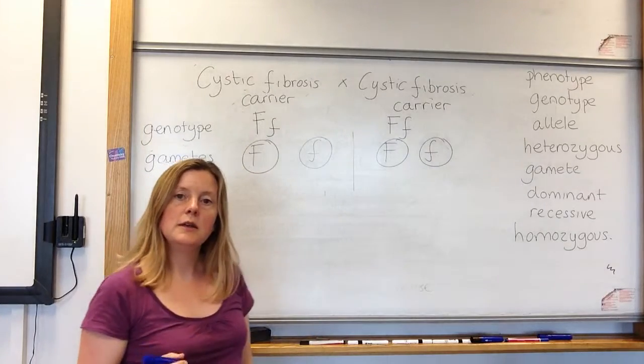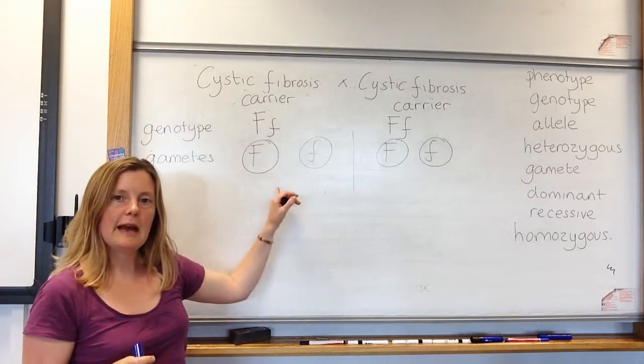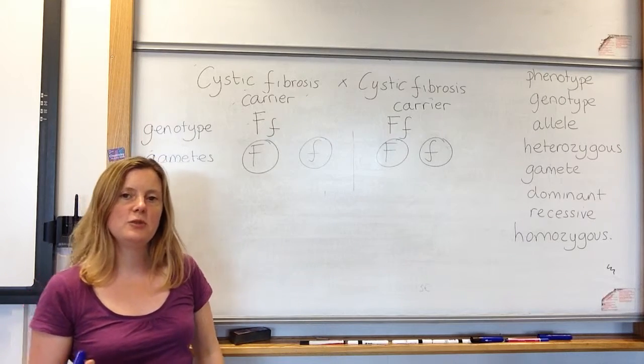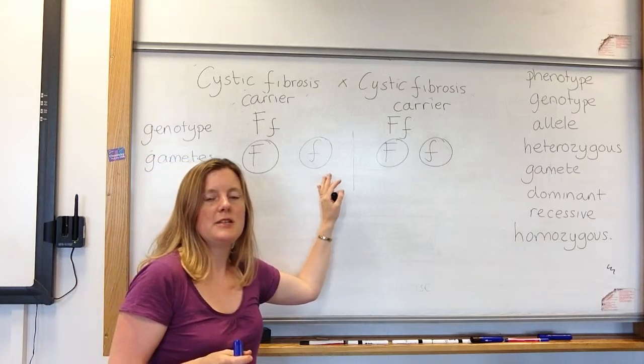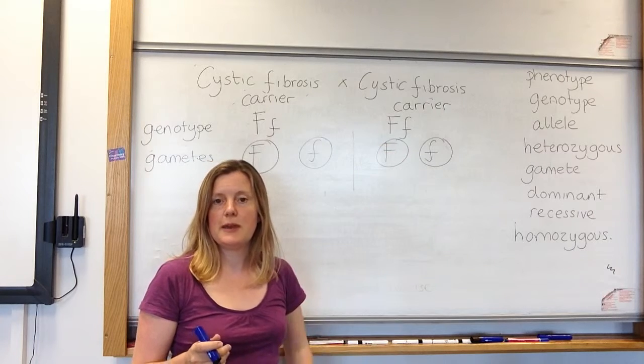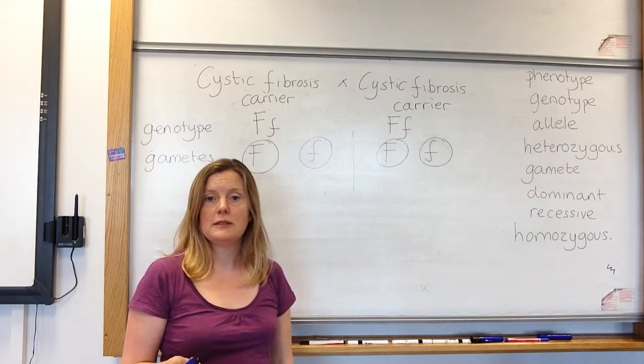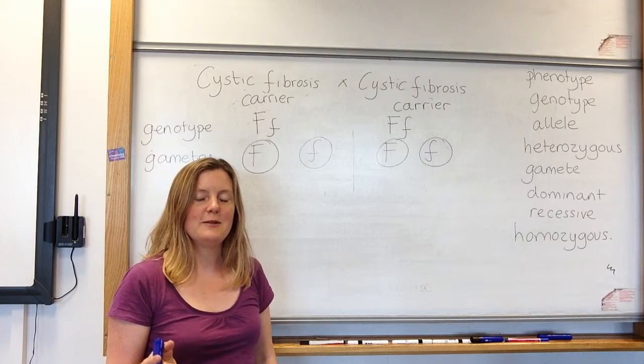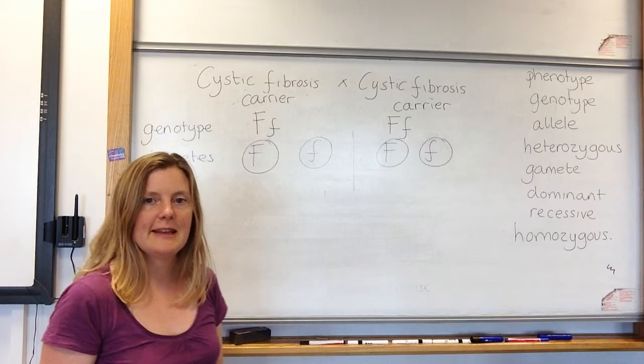So then we say, all right, we've got these gametes carrying these alleles. What are the possible combinations that we could have of the gametes from this parent and the gametes from this parent? And this is where we draw the punnett square. Punnett squares are called punnett squares after the scientist that developed them, Reginald Punnett. That's where they get their name from.